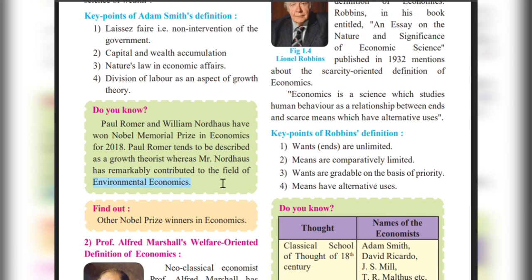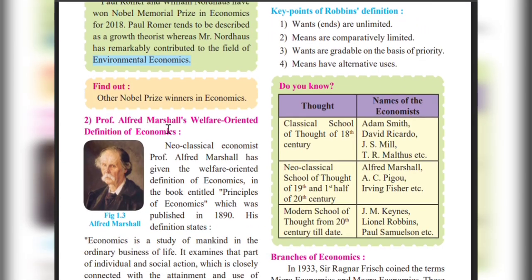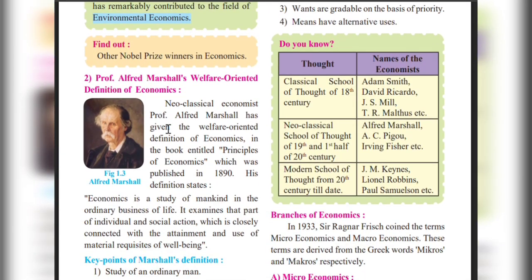We will understand by taking one example. For example, if factories produce more goods, trade increases and wealth of the country rises. But this definition had one problem. It focused only on wealth and ignored human welfare. Now we have the next economist, Professor Alfred Marshall.